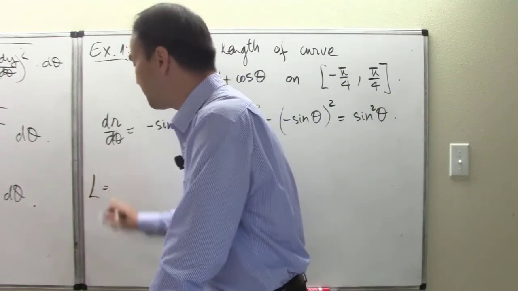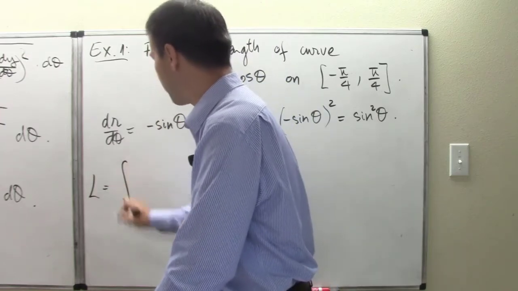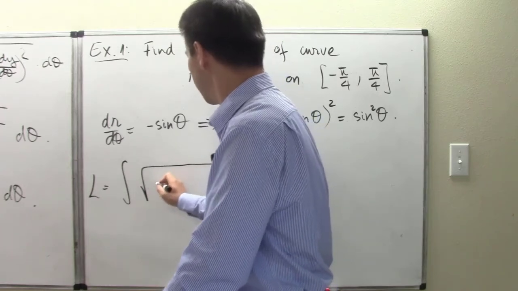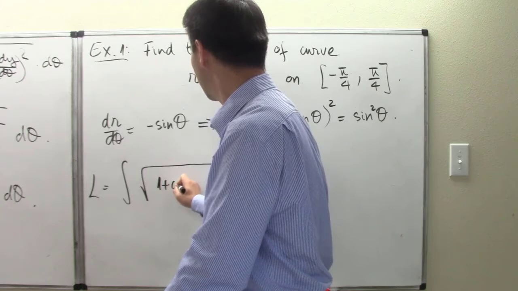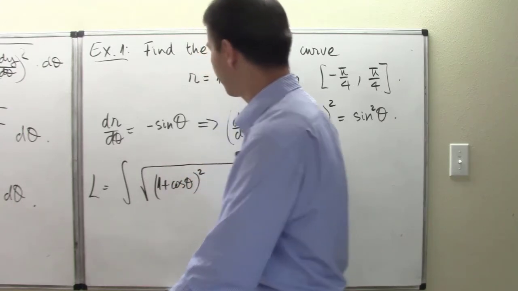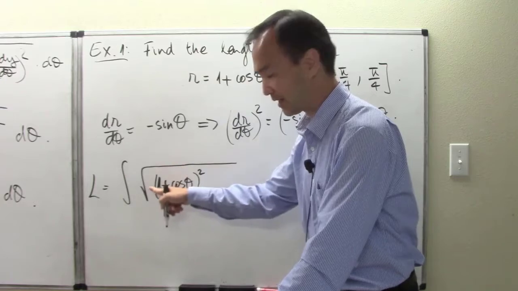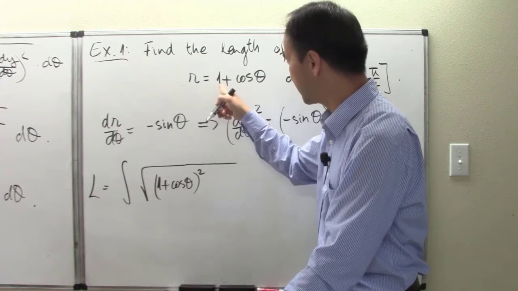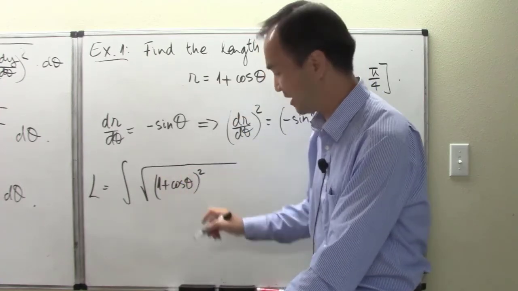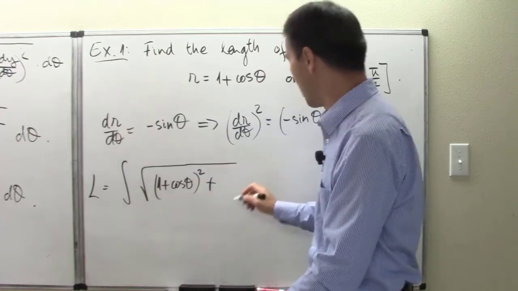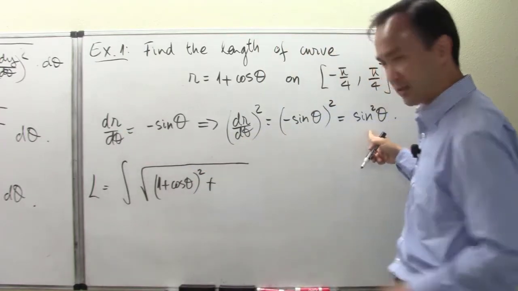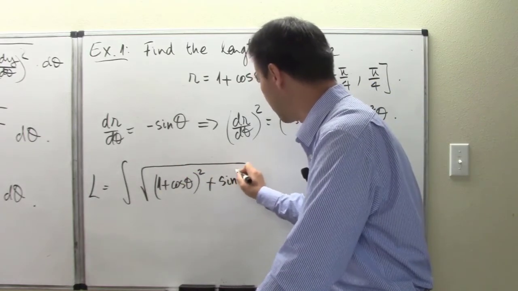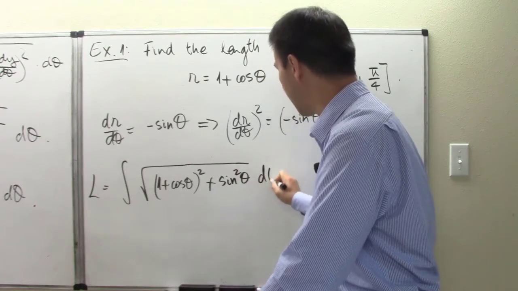The length that we're looking for, the length of this curve, is the accumulation of all of those little segments. So this is 1 plus cosine theta, squared. This is r squared, because r equals 1 plus cosine theta. So we purposely substitute the entire expression 1 plus cosine theta into our r squared. And now I'm going to add dr d theta squared, but dr d theta squared is sine squared of theta. So that gives me, and include that in the parentheses, sine squared of theta. And then we have a d theta expression out here.